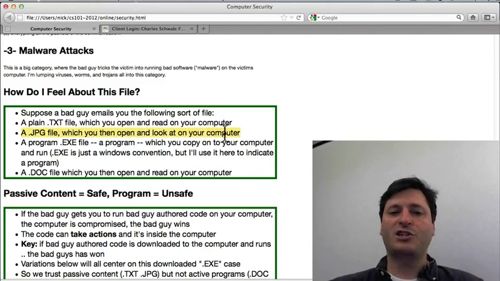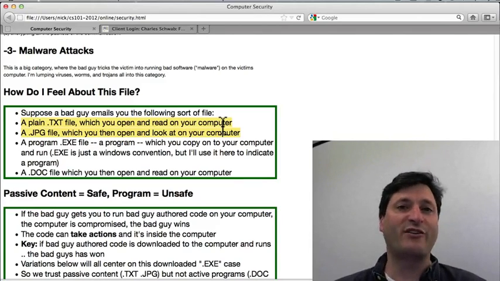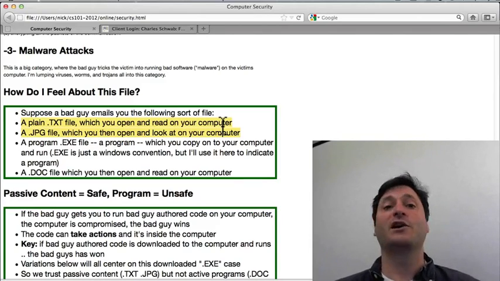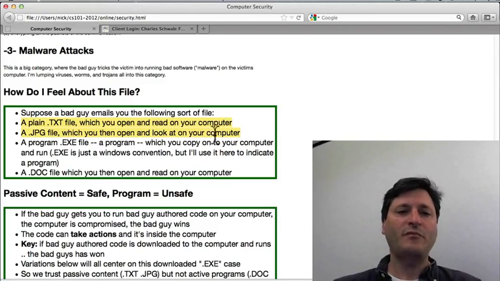I'll tell you, these two cases are fine, even if it's a bad guy. The bad guy could just send you a rude picture or bad poetry or whatever, but it's just not going to compromise your machine. It's passive. It's just data. You're just looking at it.